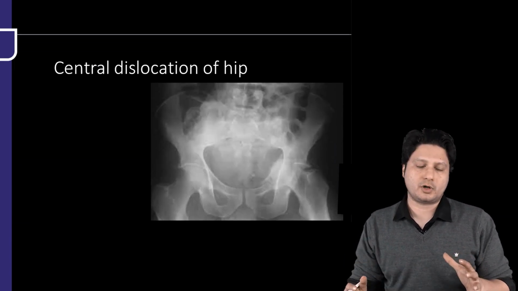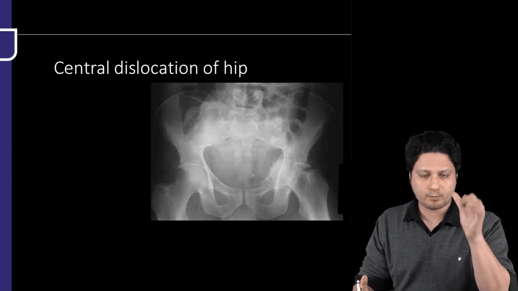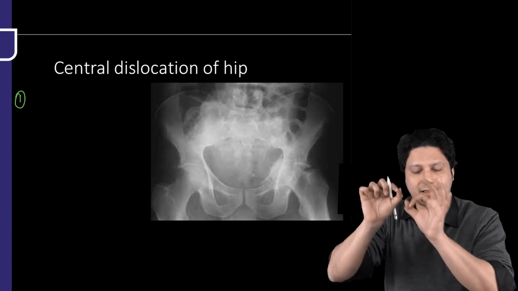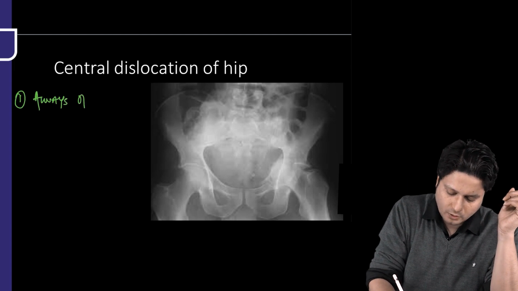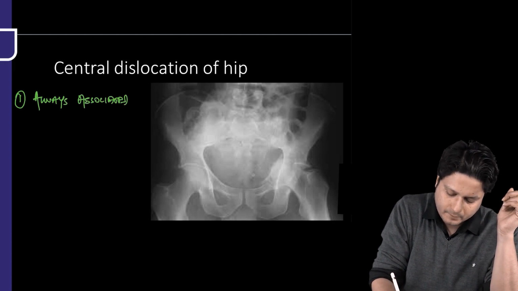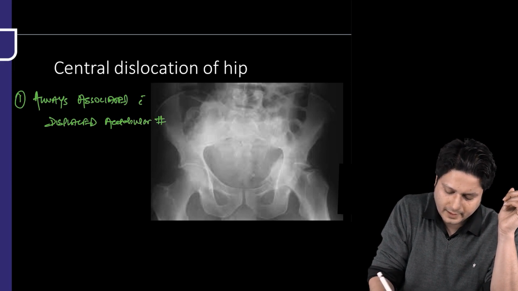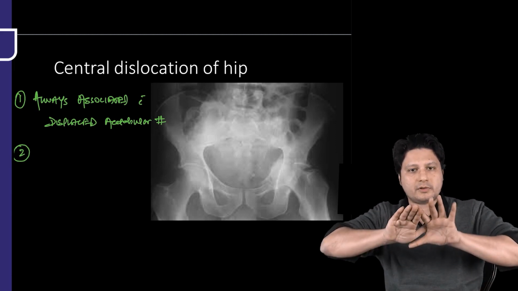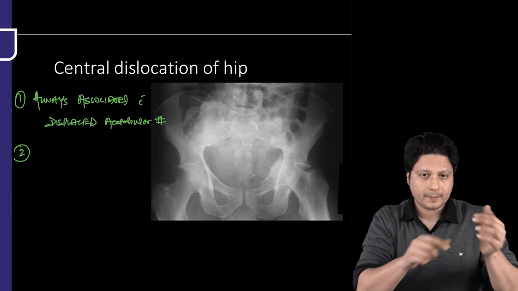Next comes the central dislocation of the hip. Now, under the heading of central dislocation of the hip joint, what all you need to remember are two facts only. Fact number one, in order for this hip joint to dislocate centrally, there has to be a displaced acetabular fracture. So this thing is always associated with the displaced acetabular fracture. When the acetabulum is completely fractured, it will give way for this head of the femur to get dislocated centrally. All right, point number one.